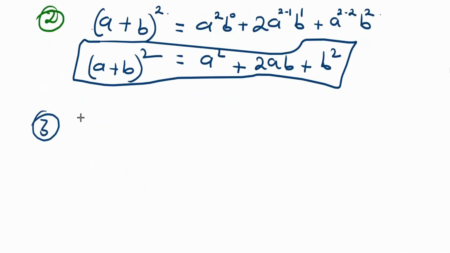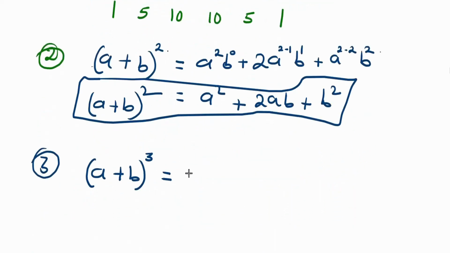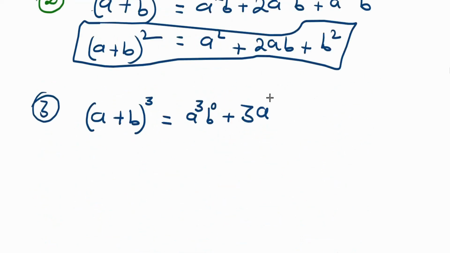We can have number 3. Let us try to expand the expression a plus b, the whole of it raised to power 3. In the Pascal's triangle, we are going to use the third row. The first coefficient is 1, which means even though we don't indicate it, we shall write a raised to power 3, but b is having power of 0. Plus, we check the coefficient is 3, so plus 3, then a to the 3 minus 1, then multiplied by b power 1.